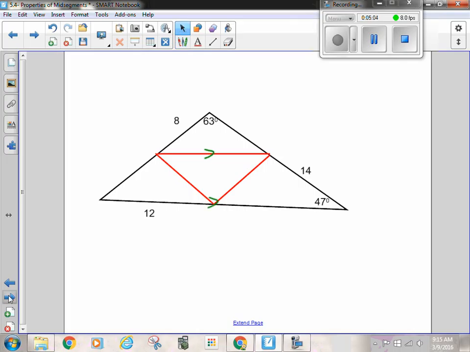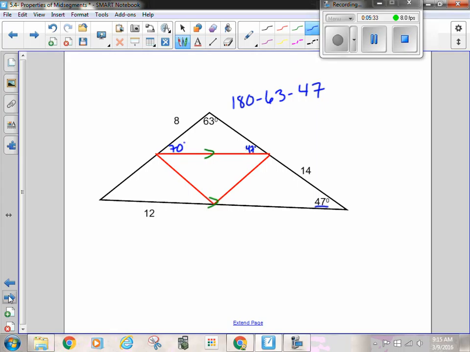So we can use corresponding angles to know that if this one down here is 47, this one up here is also 47, based on parallel line properties and them being corresponding, okay? So if I see my triangle up here, I can find my third angle because I can take 180 minus my 63 and my 47, and I'm left with 70. So that makes this angle 70.